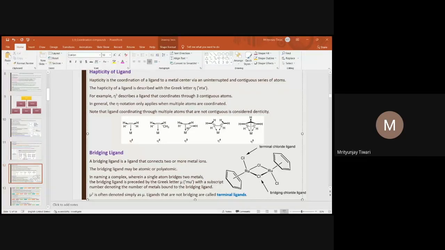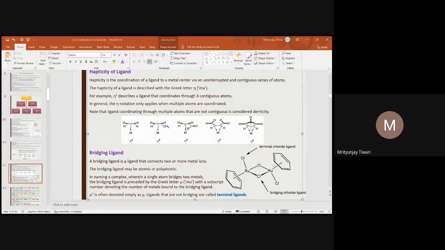And another thing we have seen, denticity, is represented as kappa. Mu2 is often denoted simply as mu, because a bridging ligand will only be there if the ligand is bound to at least two different metals. So mu2 is sometimes also simply denoted as mu.